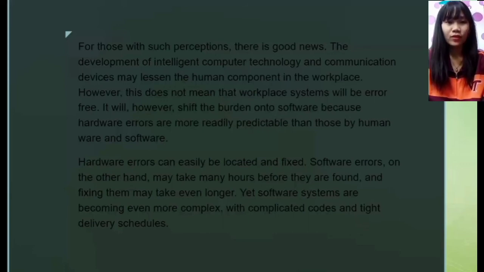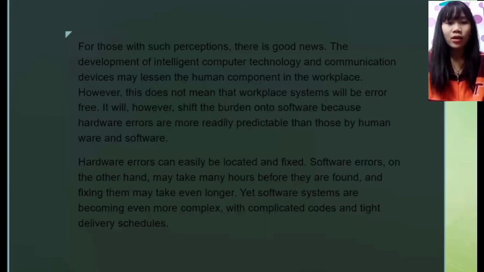The development of intelligent computer technology and communication devices may lessen the human component in the workplace. However, this does not mean that the workplace system will be error-free. It will, however, shift the burden onto software because hardware errors are more readily predictable than those by humanware and software. Hardware errors can easily be located and fixed.